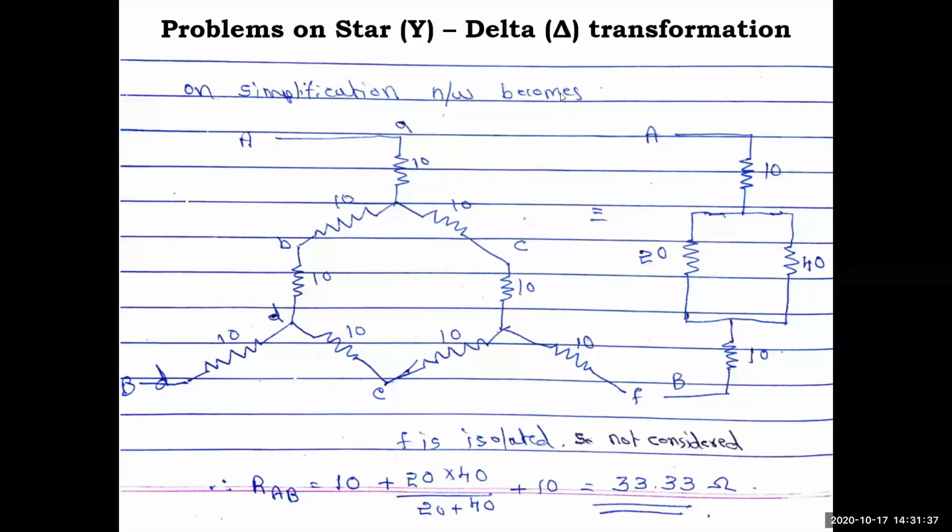So what I told you: 10 ohm, 10 ohm, 10 ohm. Then this side you had one network, 10 ohm, 10 ohm, 10 ohm. Another side, this 10 ohm, 10 ohm, 10 ohm. Okay. So now looking at this diagram, we need to find the resistance between A and B. Only this is our interest.